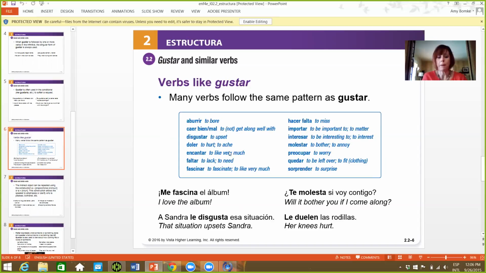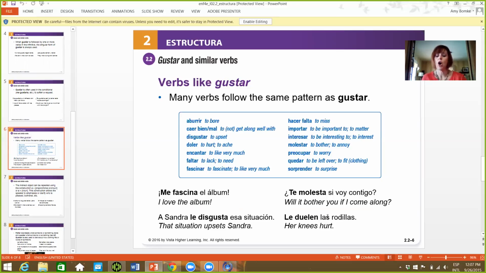Okay, another one, doler. This one makes sense in English to say that my feet hurt. Well, then in English as well, your feet are the subject. They're doing the hurting. So my feet are hurting me. However, one of the differences between Spanish and English is that when you talk about something hurting, like this example here, le duelen las rodillas. So her knees hurt, or it could be his knees hurt because we don't have extra context.